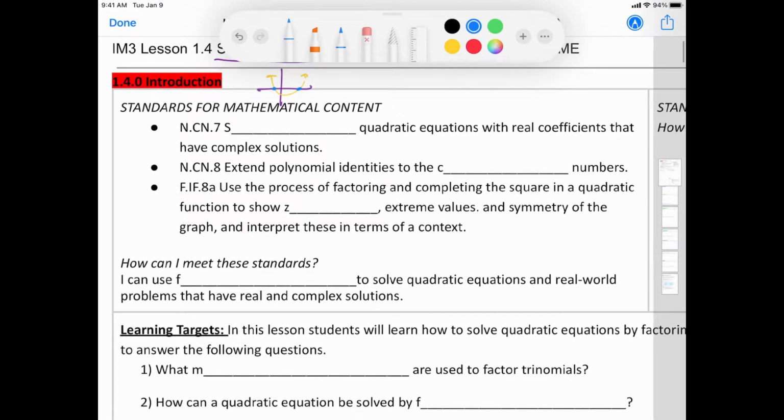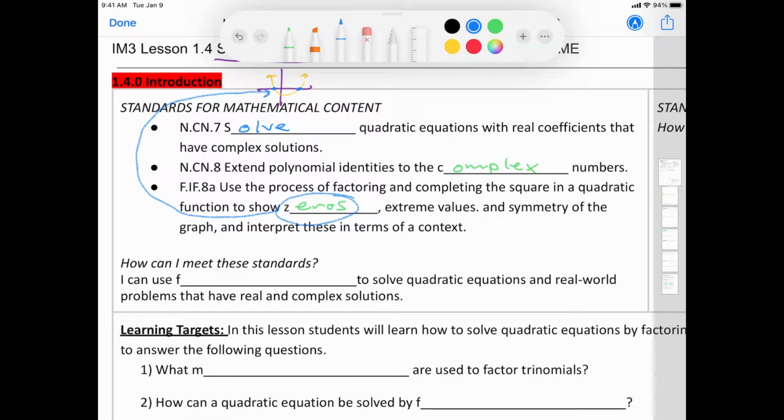Standards for mathematical content: we're going to solve quadratic equations with real coefficients that have complex solutions. Extend polynomial identities to complex numbers. Right? Don't forget those pirates. Aye! And use the process of factoring and completing the square in a quadratic function to show zeros. Remember, zeros is another way of saying those blue dots. And extreme values, and symmetry of the graph, and interpret these numbers in context.